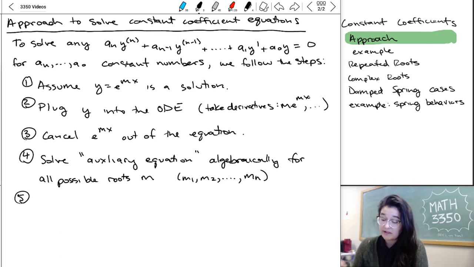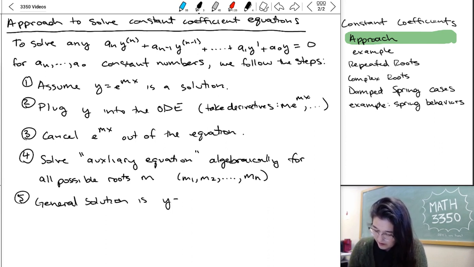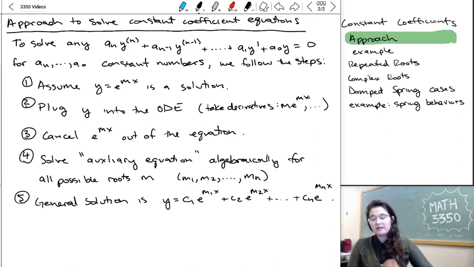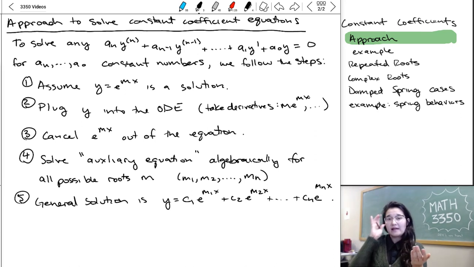And then once you've found all those roots, the general solution is y equal to c_1 e^(m_1 x) plus c_2 e^(m_2 x) down through the last c_n e^(m_n x). So finding those roots algebraically is actually finding that fundamental solution set we can use to write down the general solution.